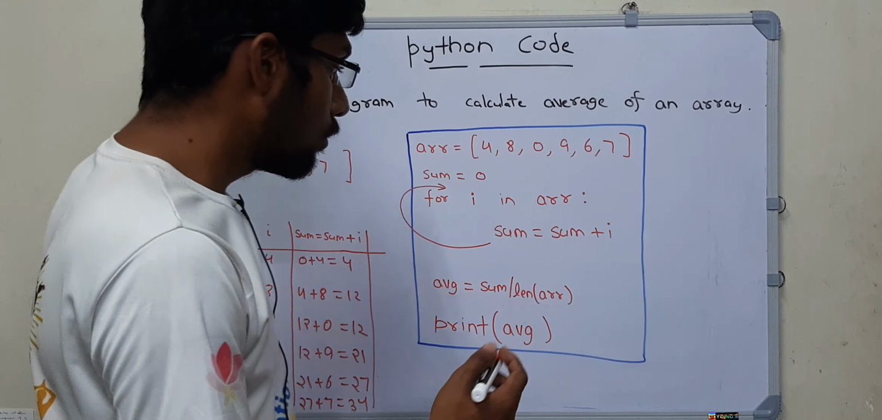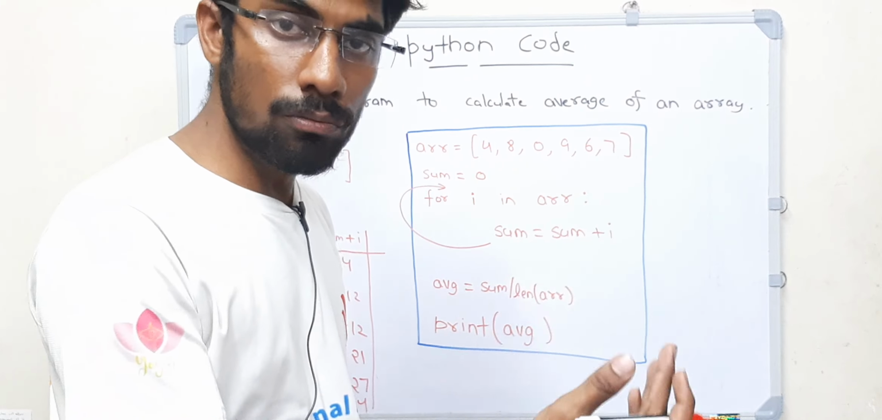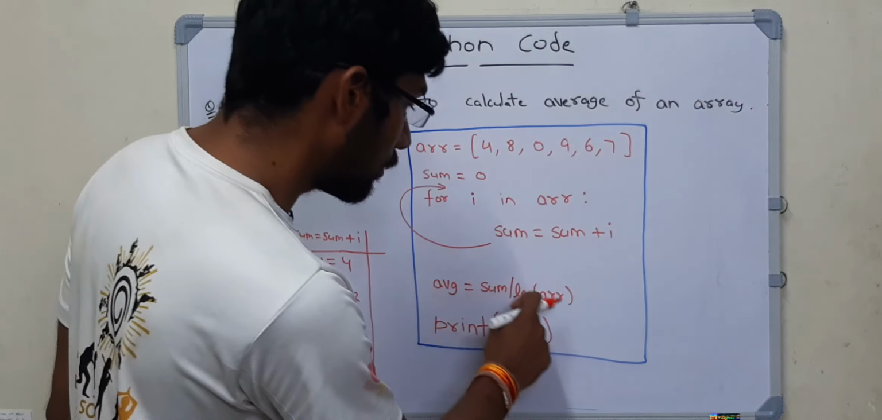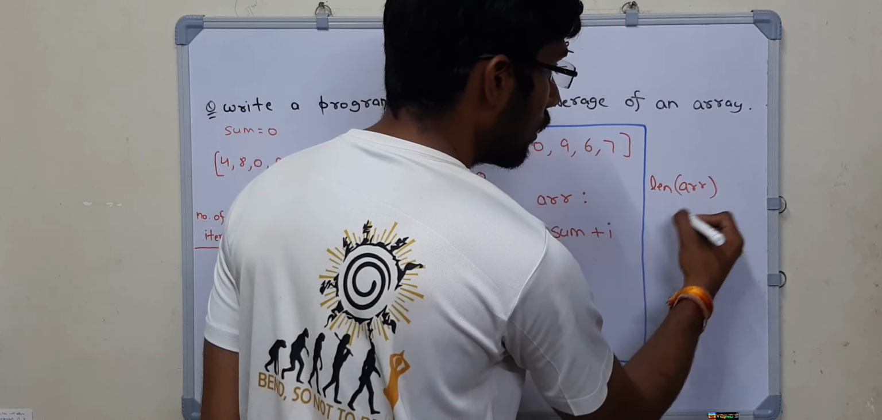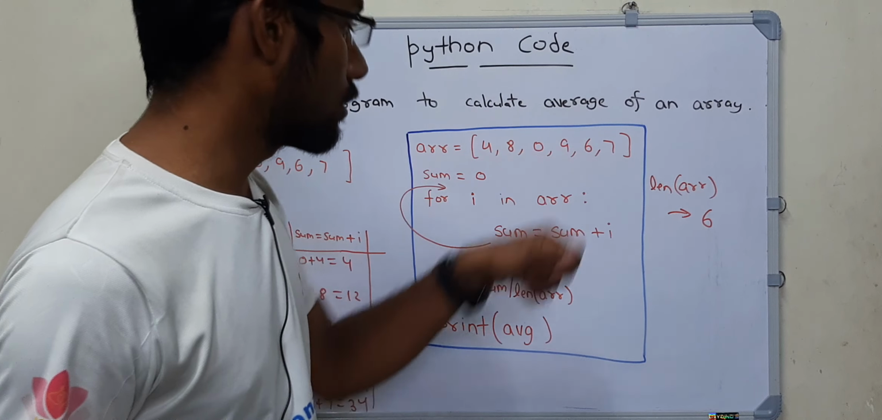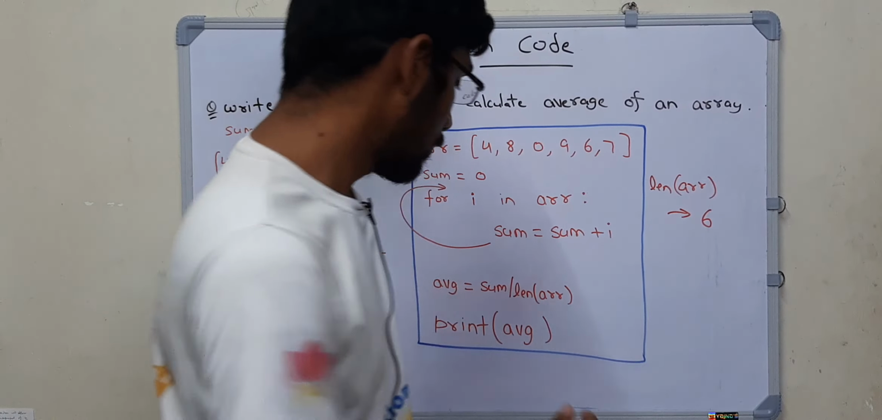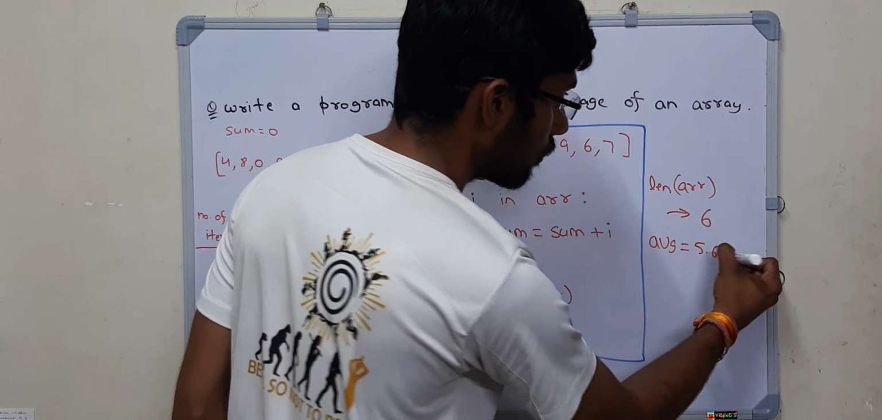So the sum is 34, and the number of elements in this array is the length of the array. This len function will give the length of the array, which is 6: 1, 2, 3, 4, 5, 6. So 34 divided by 6. If I calculate the average, it will be 5.67.